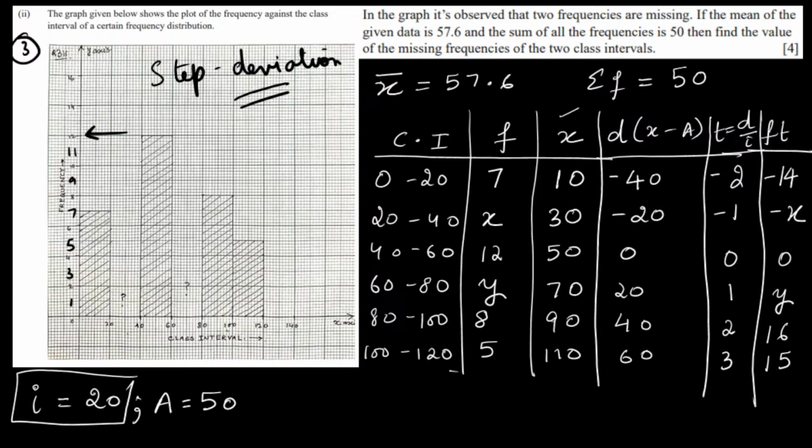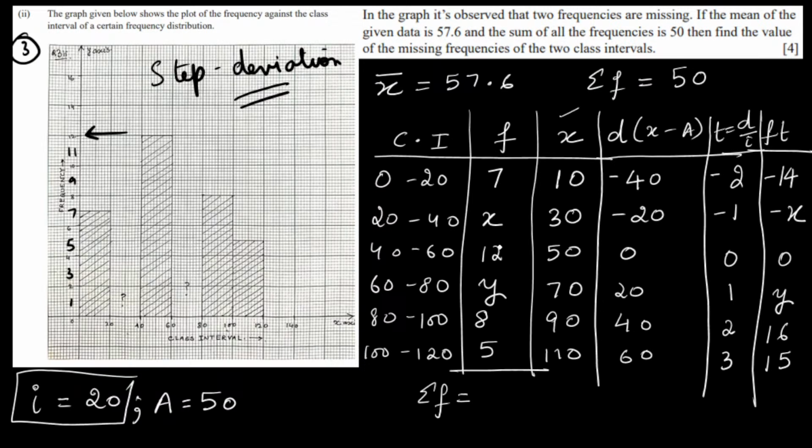Now here let's do one thing. We actually know the value of sigma f. Let us find it in the form of an equation also. So if you add all the frequencies, what is the value of sigma f you are going to get? You just have to add all the numbers.